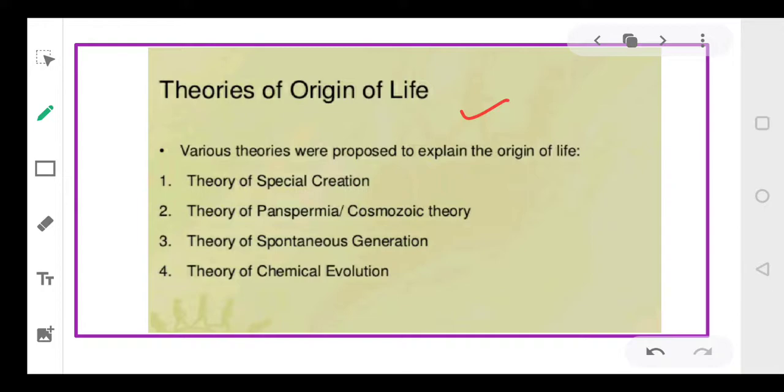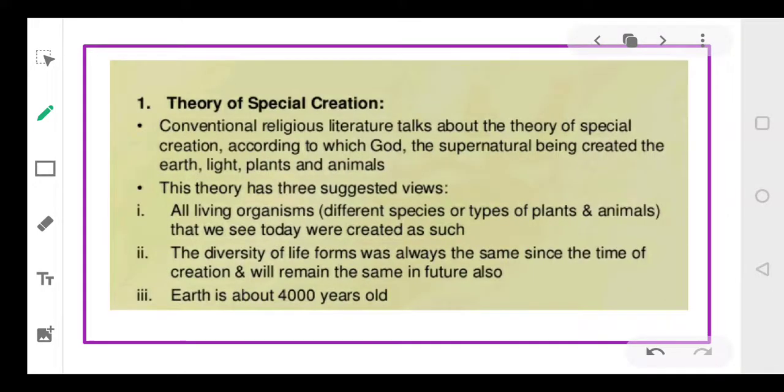The very first theory was the theory of special creation. Then the theory of panspermia or cosmozoic theory. Third is the theory of spontaneous generation. And the last and the most important, theory of chemical evolution. So we'll be discussing each one of them separately. Now let's start with the first, that is the theory of special creation.